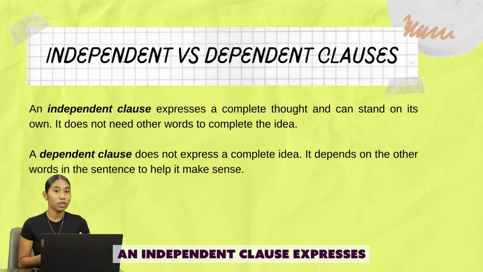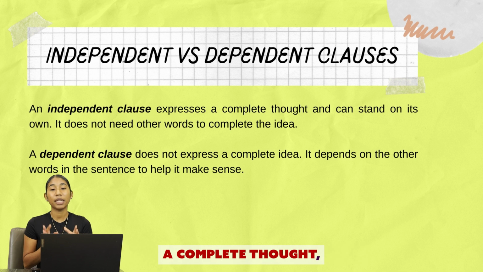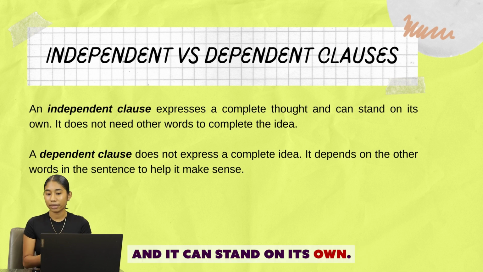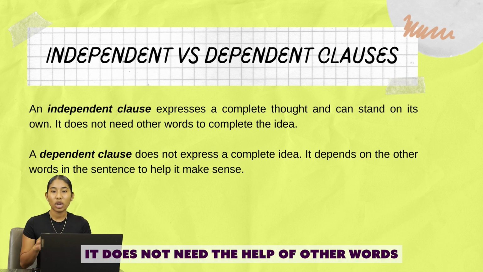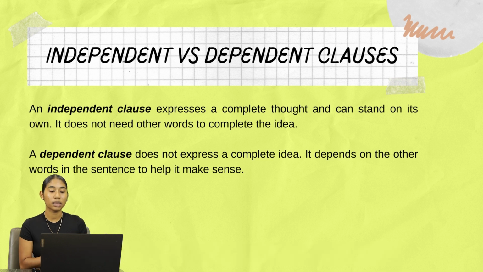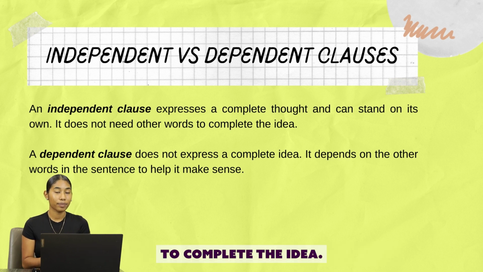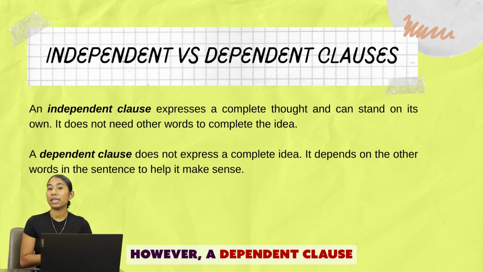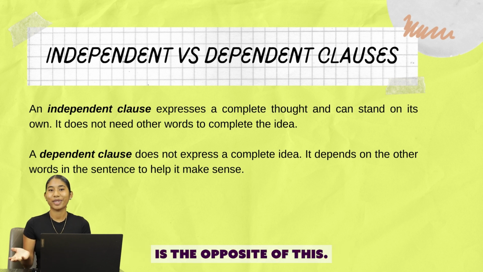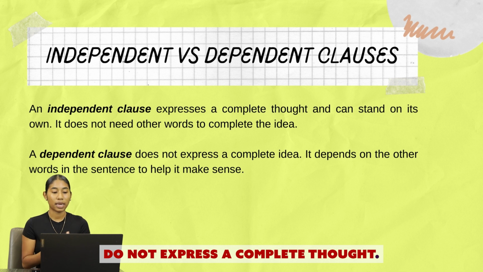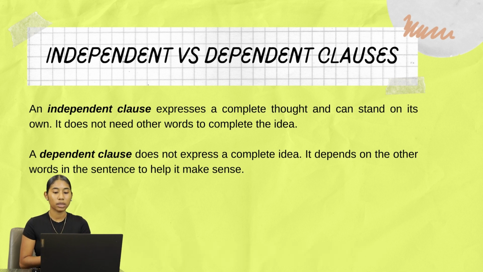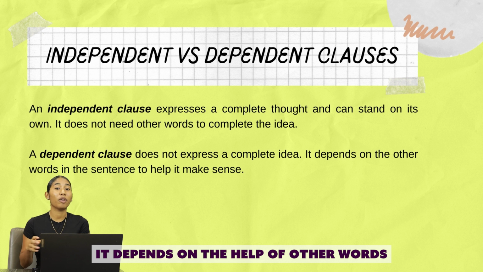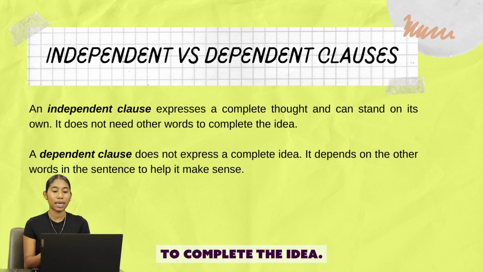An independent clause expresses a complete thought and it can stand on its own. It does not need the help of other words to complete the idea. However, a dependent clause is the opposite of this. These words do not express a complete thought. It depends on the help of other words to complete the idea.